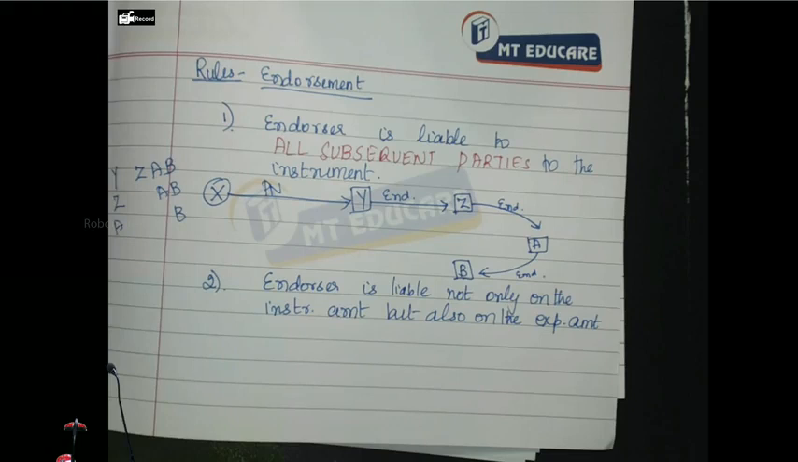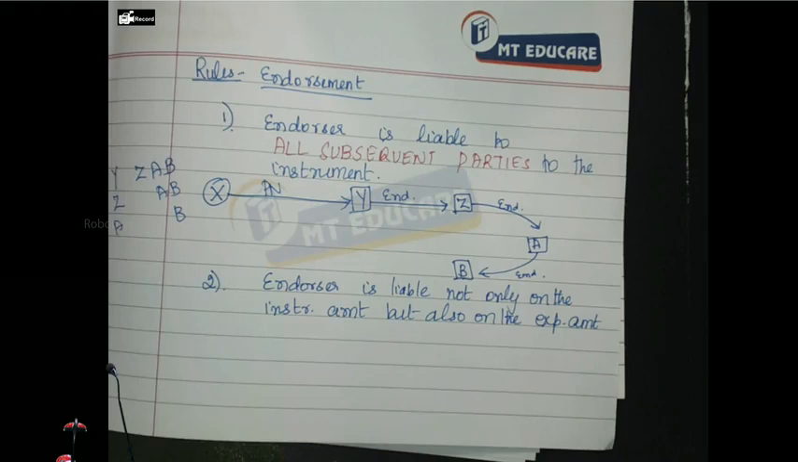He is liable on the instrument amount and he is also liable on the expenses amount. Very good. I am liable on the instrument amount. I am liable on the expenses amount. When? Only when you give notice. If you don't give notice, I will say you did not give me notice. That way I am not liable. Are you all following? Yes, an endorser is liable. When is he liable? Only when you give notice. Are you all with me?